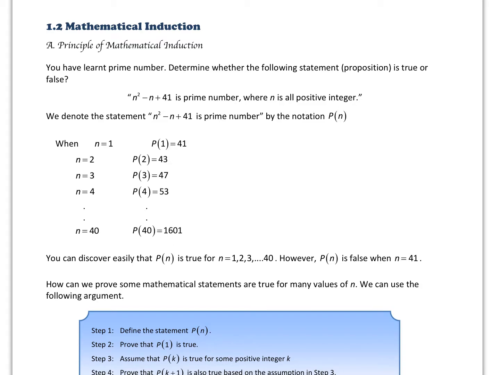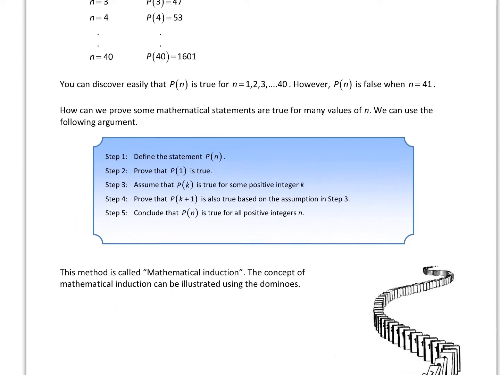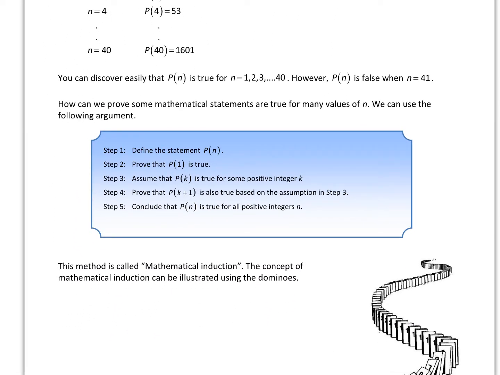So how can we prove the given statement? In this video I will introduce one argument, which is called mathematical induction. How can we use this argument? Define the statement first. P of n is the statement.